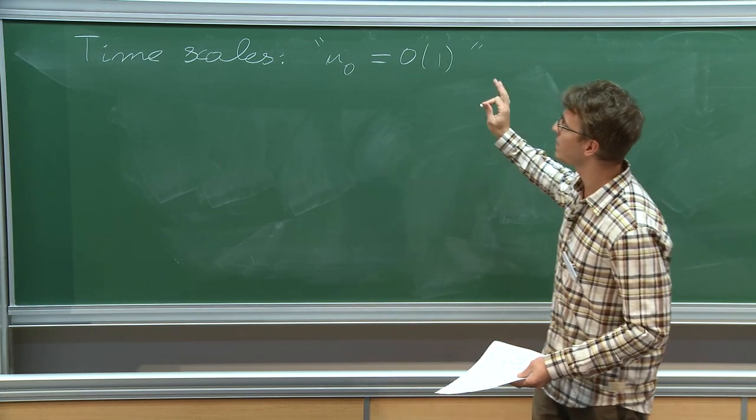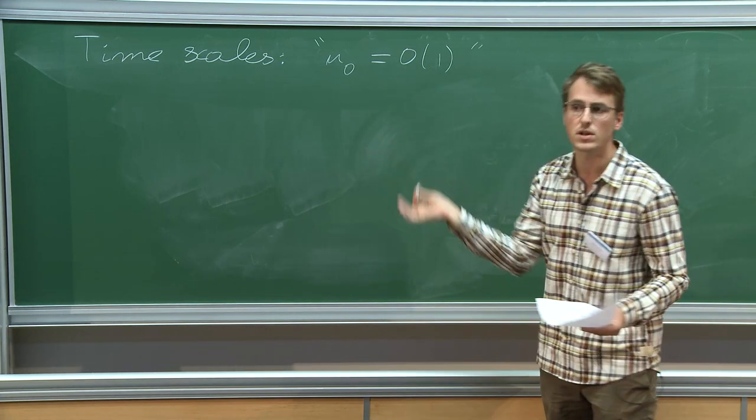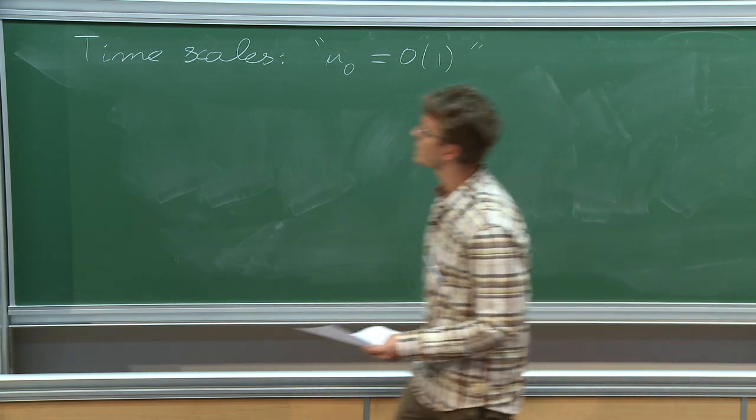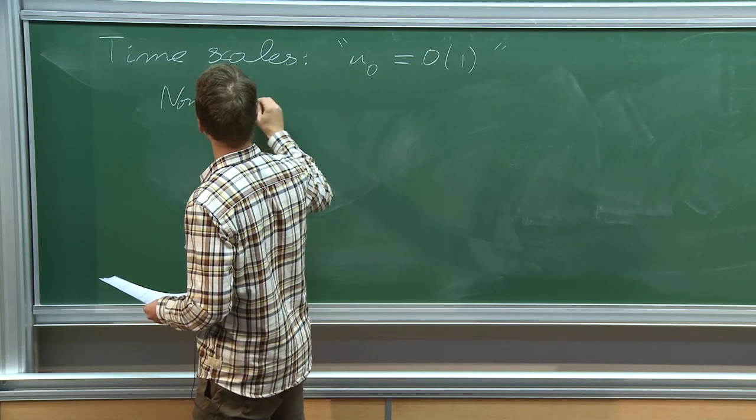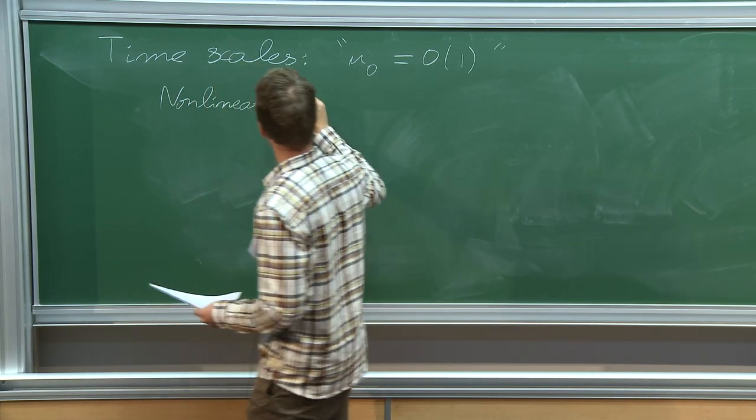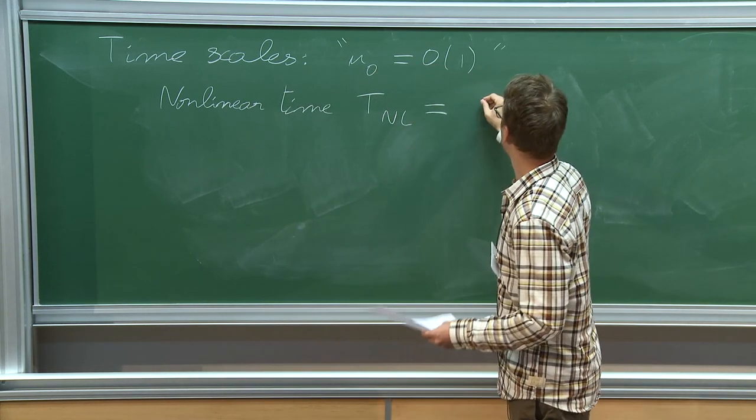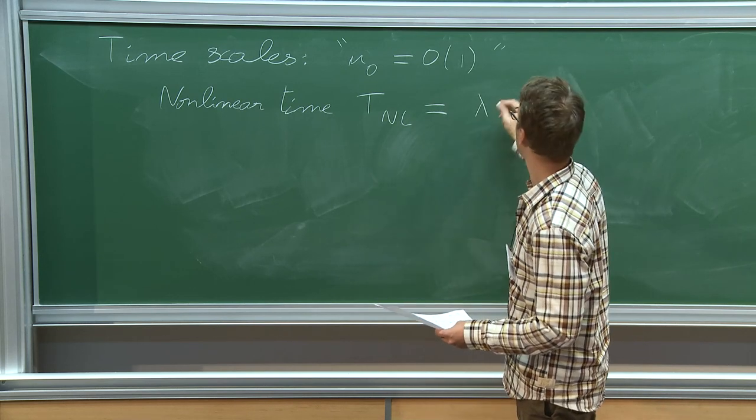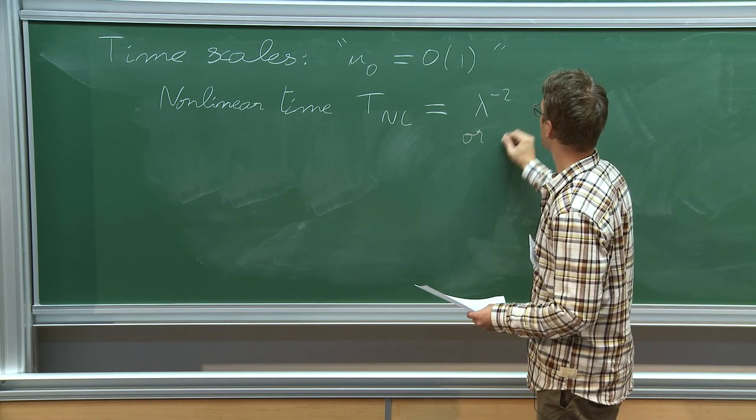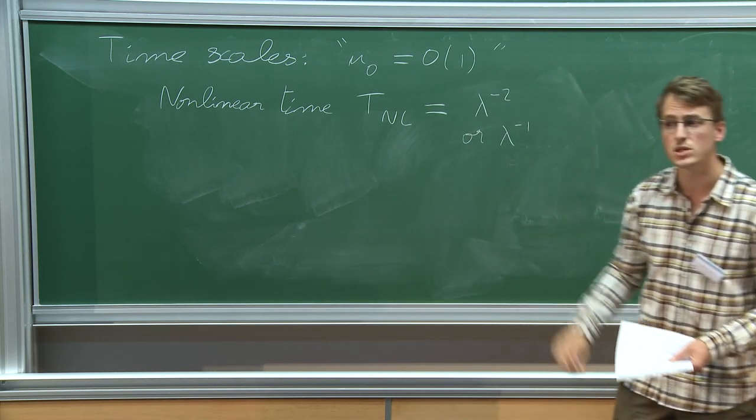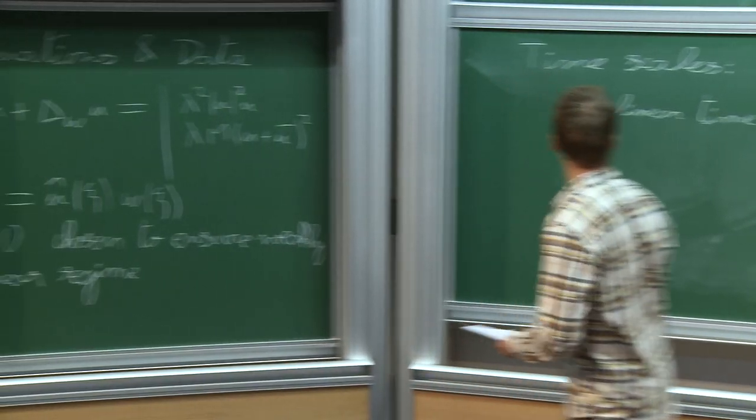So I have some particular time scales. Since u0 is roughly of size 1, then I have a nonlinear time scale, which is either lambda to the minus 2 for the cubic case or lambda to the minus 1 for the quadratic case. This is the time at which I can see some nonlinear effects, like these terms start to produce something.